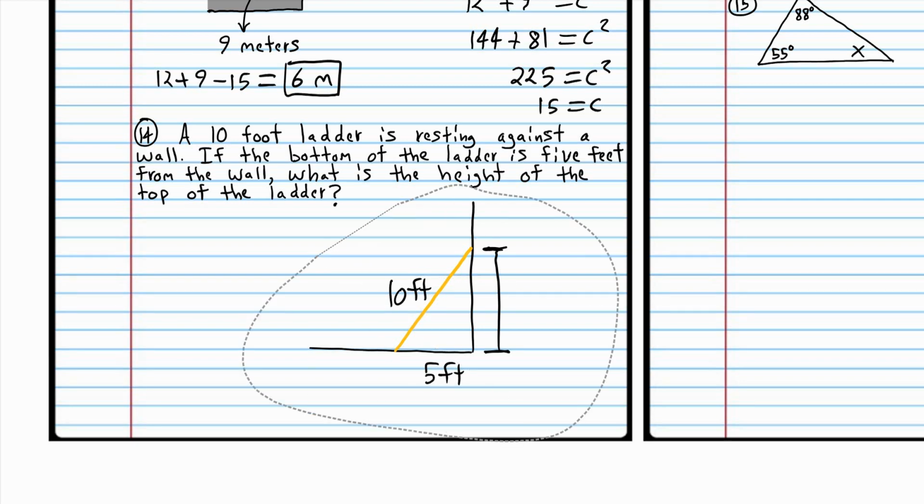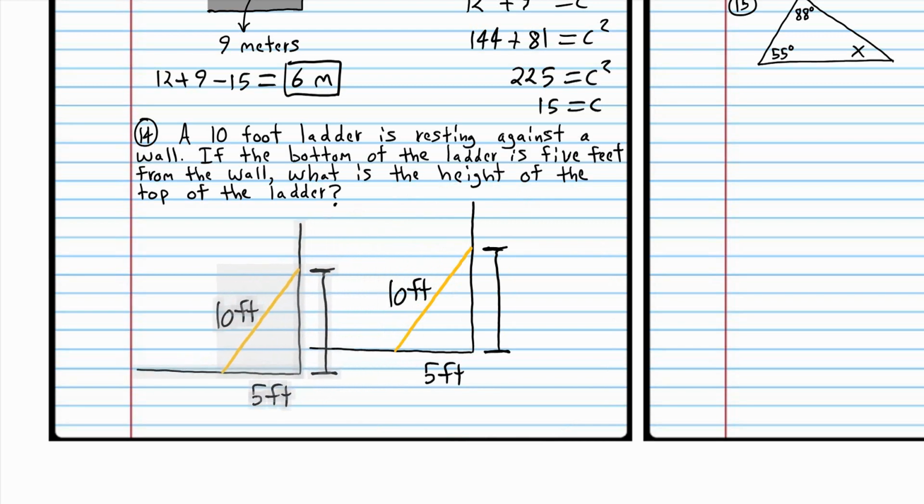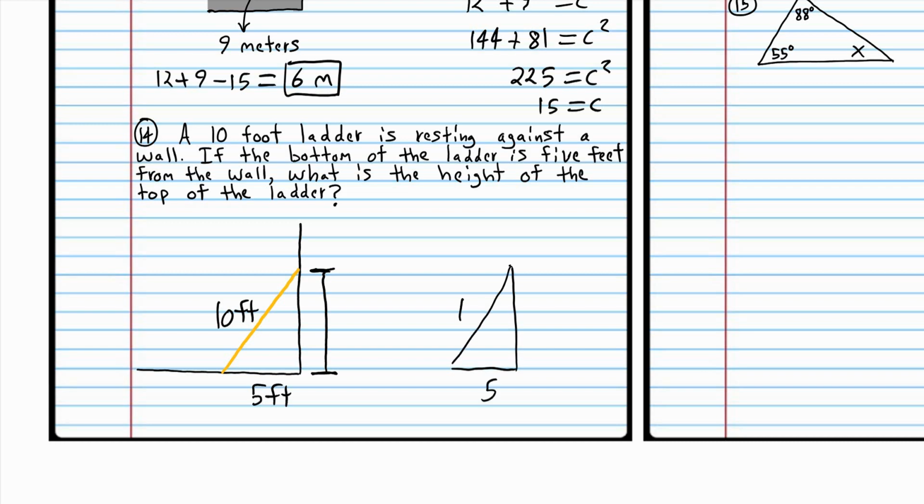Kind of move this over. And what I'm going to do is I'm just going to draw the triangle. I'm going to take this out and make it very simple. It doesn't quite look right. So I'm going to draw the triangle. It looks something like this. So we have 5 feet and 10 feet, and we're looking for x, or let's just call it h, because that's height. So now we're just going to use the Pythagorean theorem.